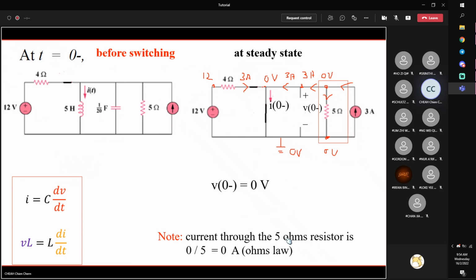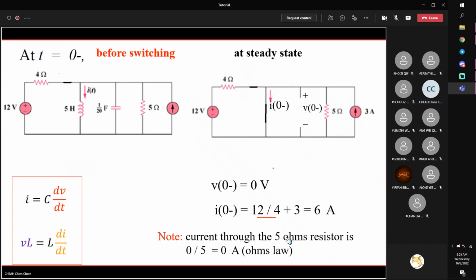Now 3 ampere meets and flows downwards. So this becomes 6 ampere, Kirchhoff's current law. Inflow equals outflow, right? Okay, which means that in the end, this is what we get. This current is equal to 6 ampere because 3 ampere comes from the right, 3 ampere comes from the left, and they combine to become 6 ampere.